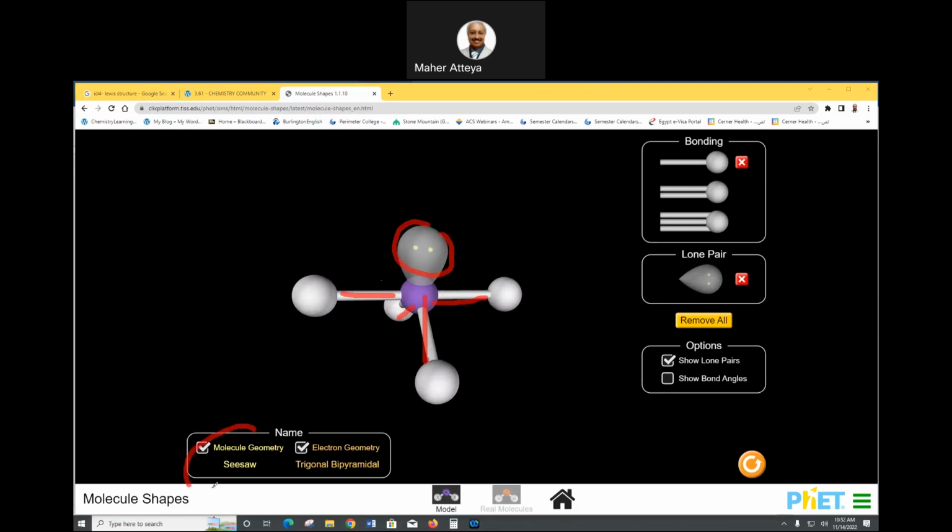This is a seesaw. If I include the whole thing together, I will include this one here, and this, and this, correct? So this one will be trigonal bipyramid, the same thing like before. Are you following me here? So excluding the lone pair, we have seesaw. Including it, we have trigonal bipyramid. Correct?